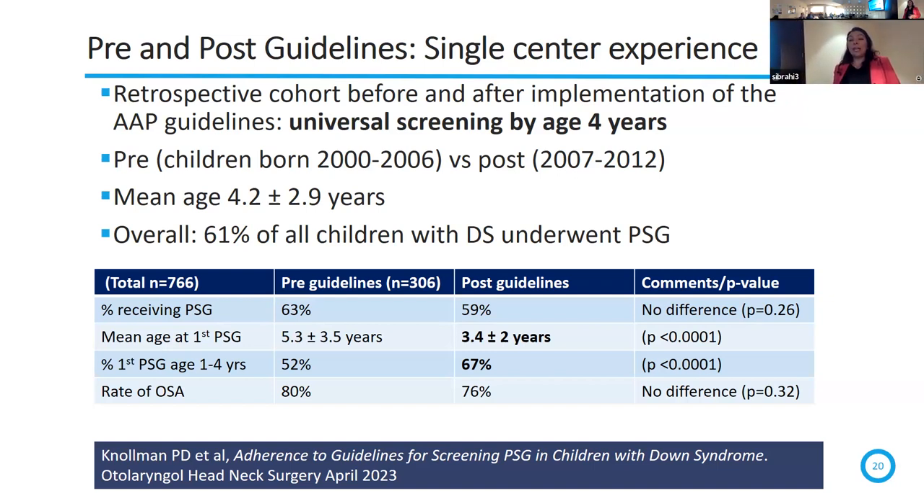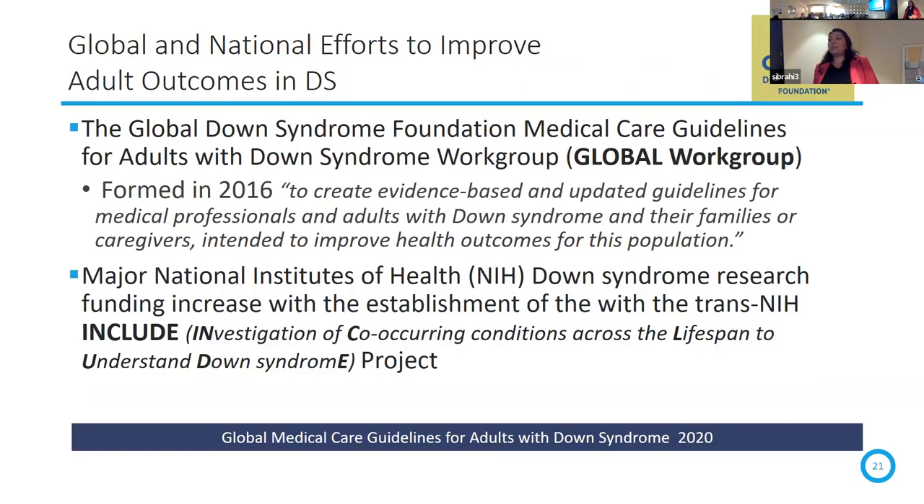So most people were getting PSGs, but the difference pre and post guidelines was that they were getting their PSGs before that age of 4 more often. So the younger patients are getting more PSGs. Mean age at first PSG was 3.4 versus 5.3 before the guidelines. So we're getting younger children in the sleep lab. But their rate of sleep apnea was no different. We weren't picking up any more obstructive sleep apnea. So it's just a matter of getting them in earlier, which I think is actually helpful for earlier intervention.